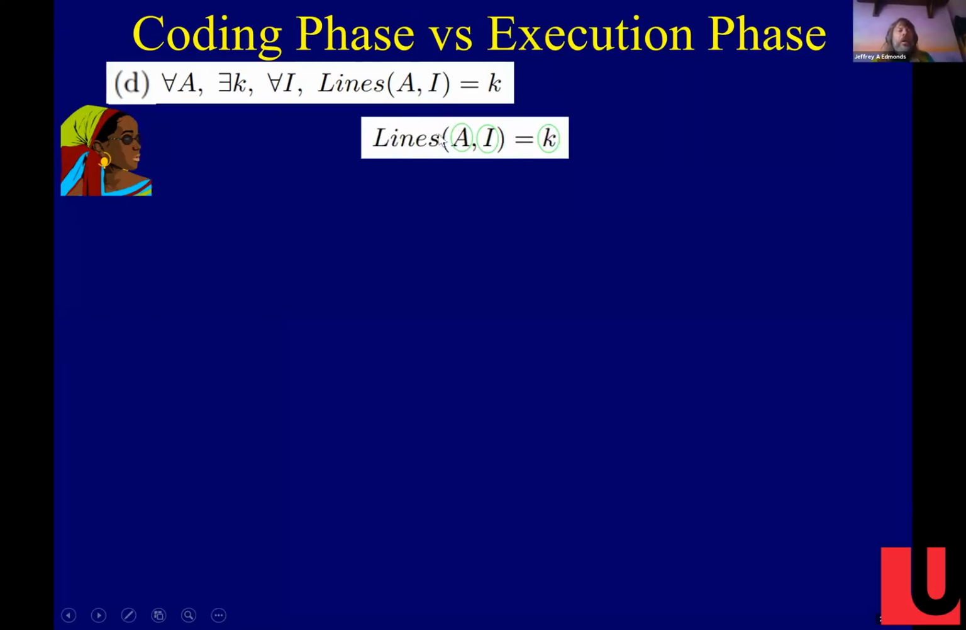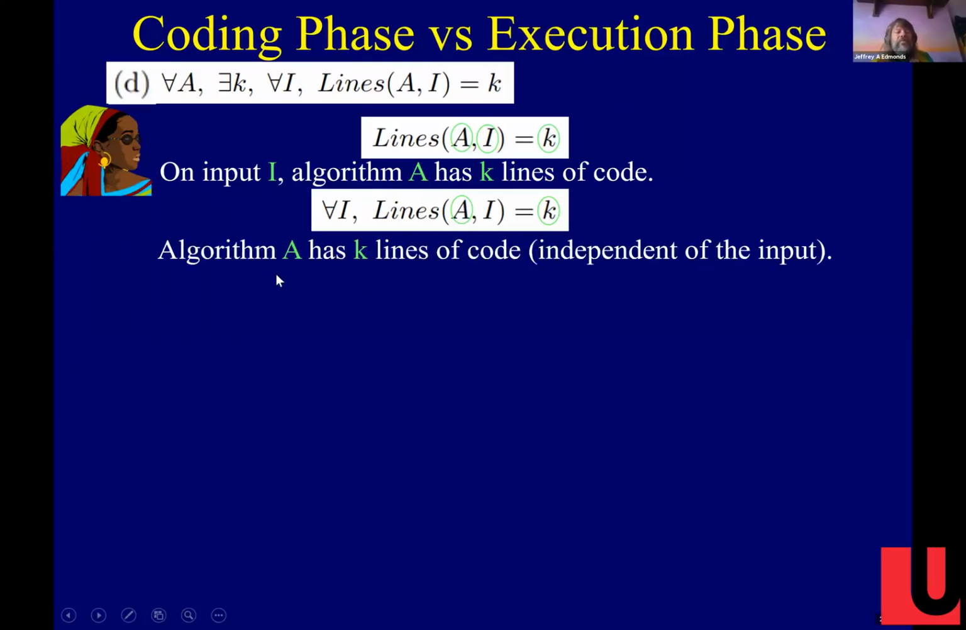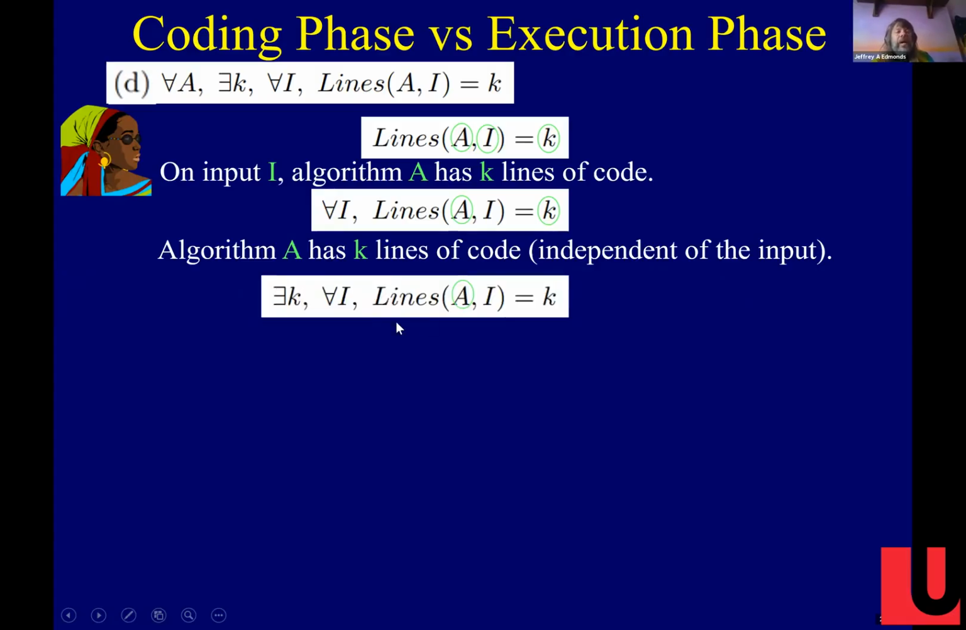Well, let's work from the inside out. Here we have everything's a free variable. What is this saying? This is saying what we've said before: on input I, algorithm A has K lines of code. We bring in, same as what we did before, that algorithm A has K lines of code independent of the input. Now we're saying there exists a K.